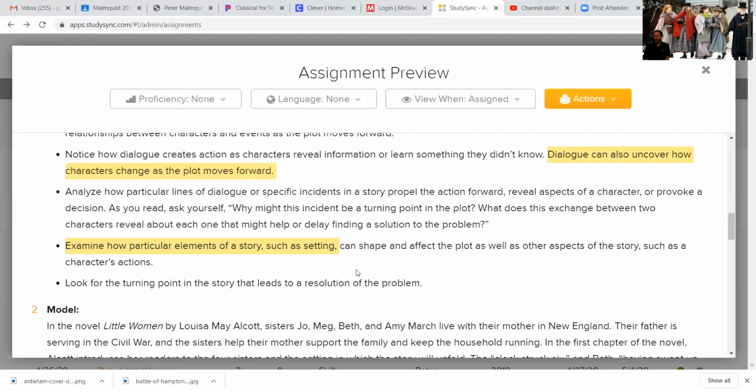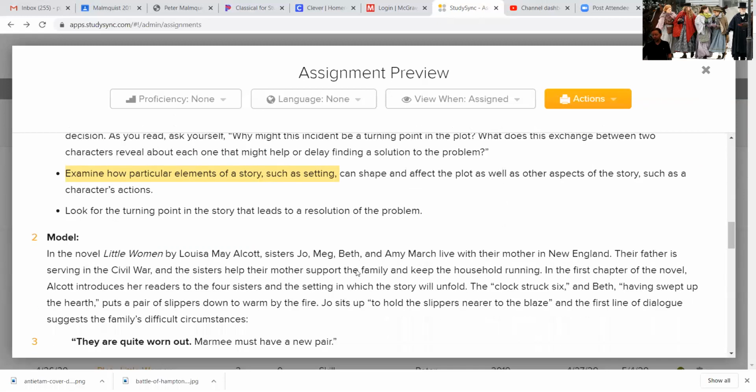All right, so last one, you guys. Look for the turning point in the story that leads to a resolution of the problem. So we're going to see that happen more at the climax and the falling action, where we get the resolution to the issue. All right, so look for those points. This story has the same thing. We're going to look more at Little Women tomorrow when we go down to the model, and we'll be looking at these points in this model.